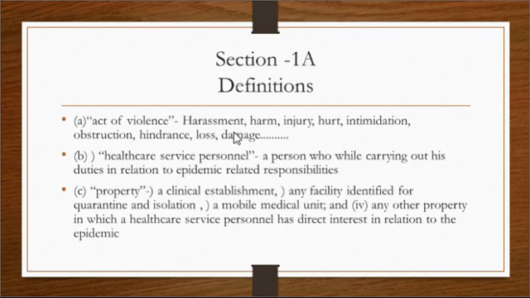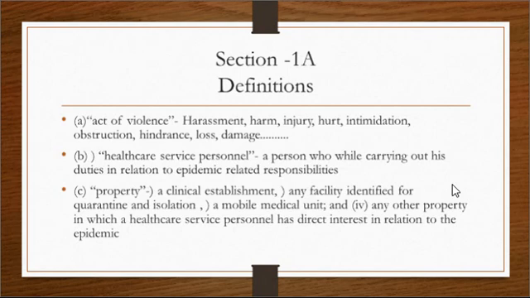Section 1A provides in Clause A the definition of act of violence. What is an act of violence? Act of violence means any act that is committed by a person against a healthcare service personnel serving during an epidemic. As I said, this Amendment Act of 2020 is giving protection to healthcare service personnel, which was lacking in the Act of 1897.